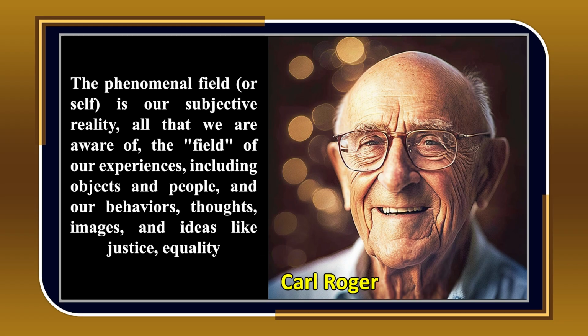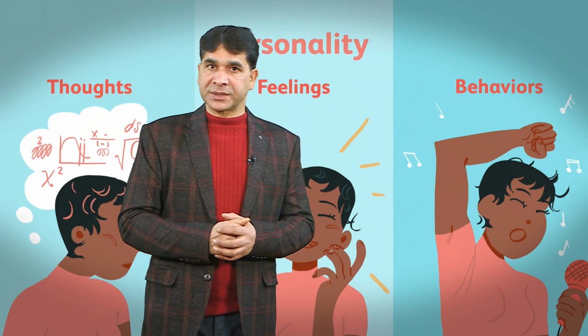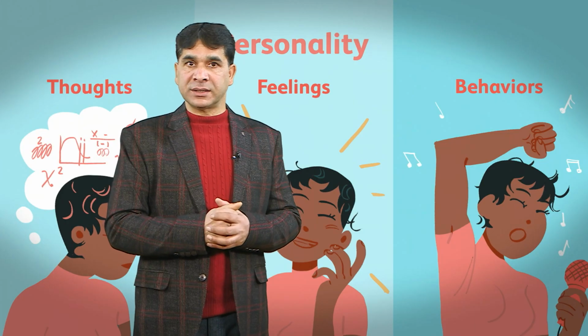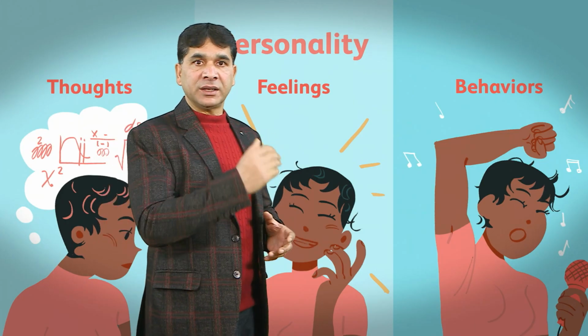He is of the opinion that the phenomenal field or self is our subjective reality, all that we are aware of, the field of our experiences, including objects and people and our behaviors, thoughts, images, and ideas like justice, equality, and so on. The self develops from experiences and interactions with the environment.